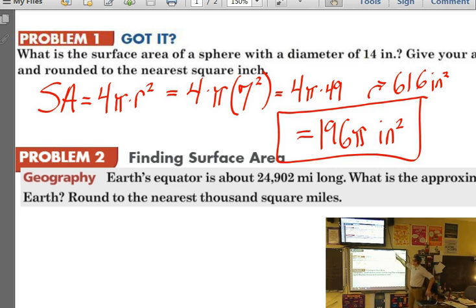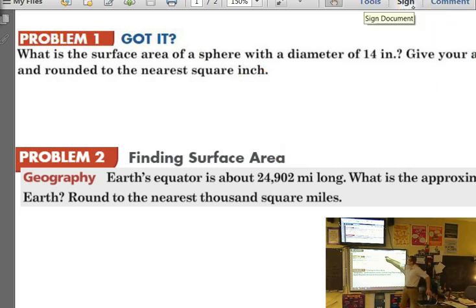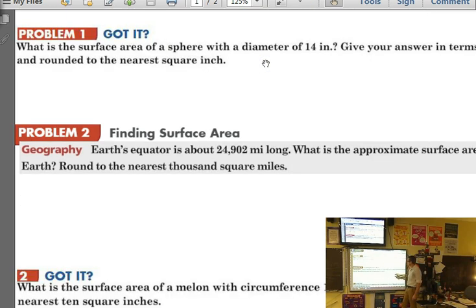This problem is using the word approximate because the Earth is not a sphere. So we can accept that it's close enough to a sphere that we can use our sphere formulas. But just be aware, it's approximate because it's not technically a sphere.